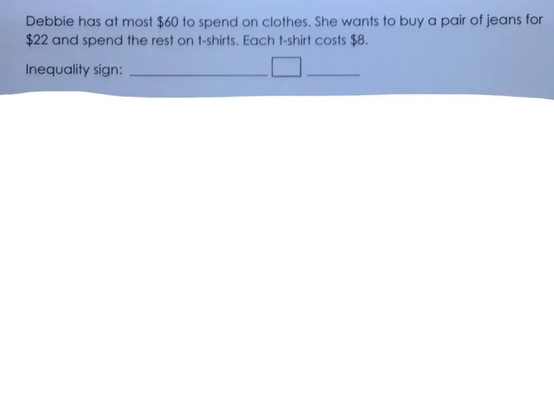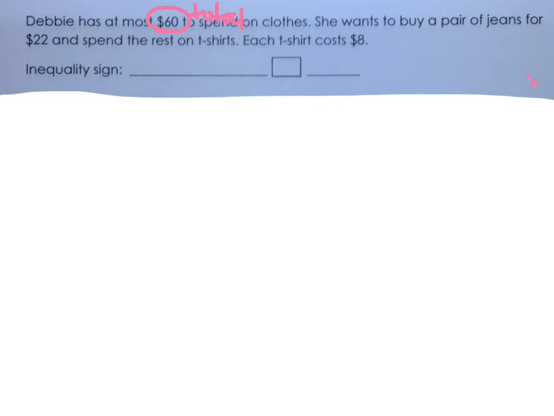Okay, now this problem is similar to the first one, but I think it might have a different inequality sign. But we first look for our keywords that tell us what numbers go where. So it says Debbie has at most $60 to spend on clothes. Okay, so that's the total that she can spend on clothes. She wants to buy a pair of jeans for $22 and spend the rest on t-shirts.